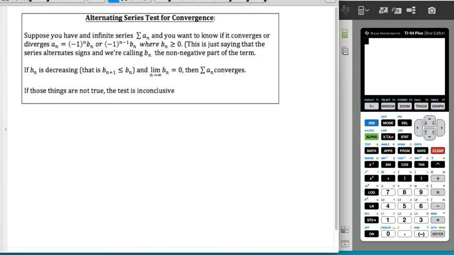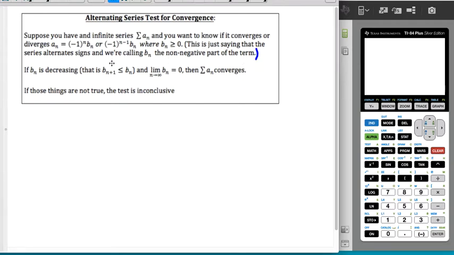Okay, so the alternating series test for convergence. Suppose you have an infinite series, and we're going to use that same summation of a sub n, and you want to know if it converges or diverges. If a sub n is either of the form (-1)^n times b sub n, or (-1)^(n-1) times b sub n, where b sub n is a non-negative term. So all that's saying is the series is alternating.